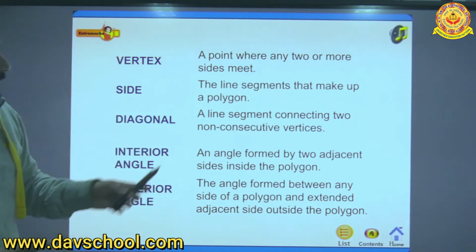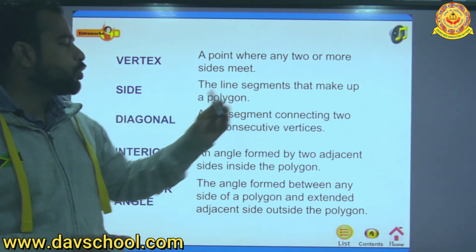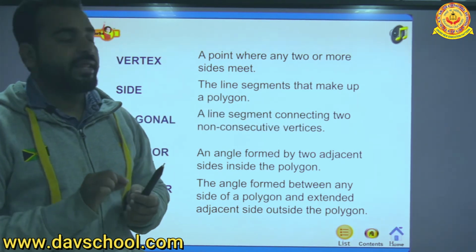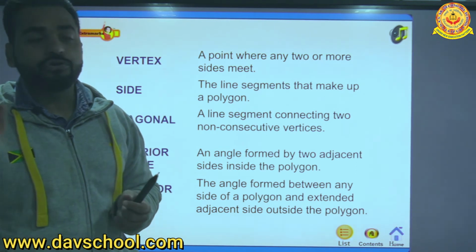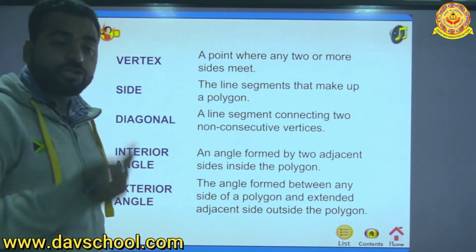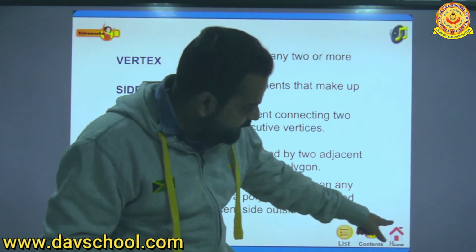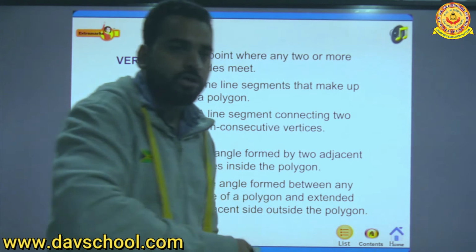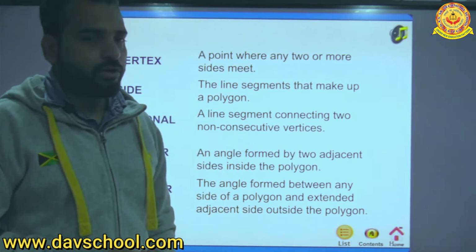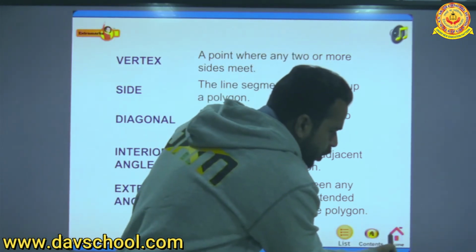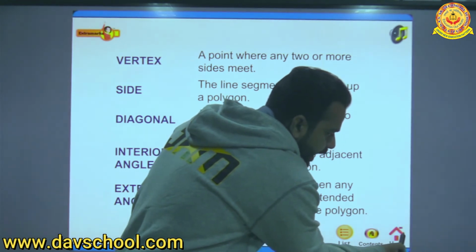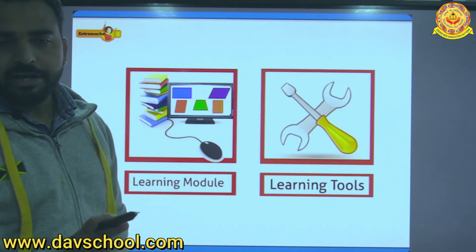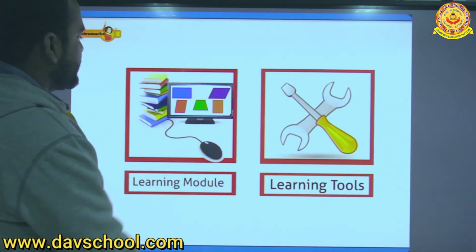So here it is written that the diagonal is a line segment connecting two non-consecutive vertices, because the diagonal can be joined only when the points are non-consecutive. Because if they are consecutive, we cannot join them. Look at this heart. Can you join this vertex with this vertex? It's already joined by the line segment, so we cannot join it. We can join it with a non-consecutive vertex, like this one and this one. So we can join it this way. Clear? Yes, sir.